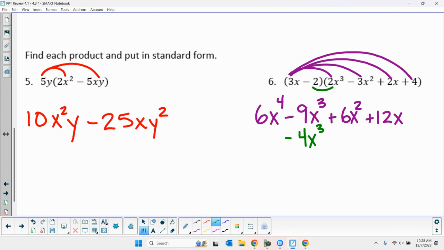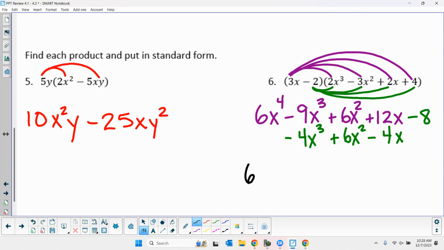And I'm going to line up my like terms. You don't have to, but I like to line up my like terms. Negative 2 times negative 3 is positive 6, and that's x squared. Negative 2 times positive 2 is negative 4x, and negative 2 times 4 is negative 8. So we have some like terms there so that we can combine.